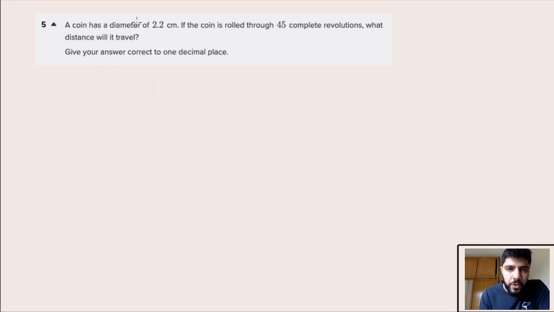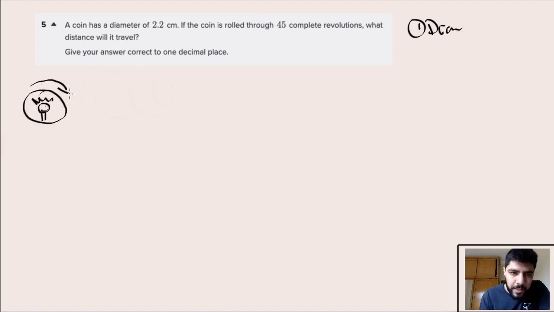In this question, it says a coin has a diameter of 2.2 centimeters. If the coin is rolled through 45 revolutions, what distance will it travel? Give your answer correct to one decimal place. So again, I'm going to draw. Drawing is really my favorite strategy when solving word problems. And it's going to roll like that.